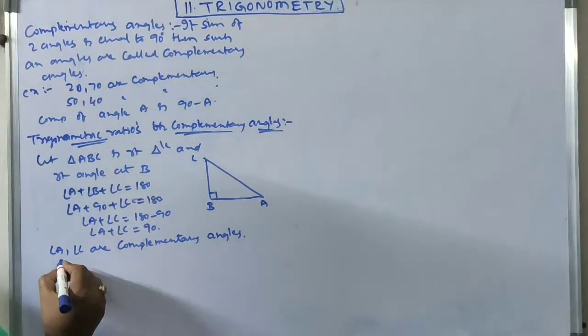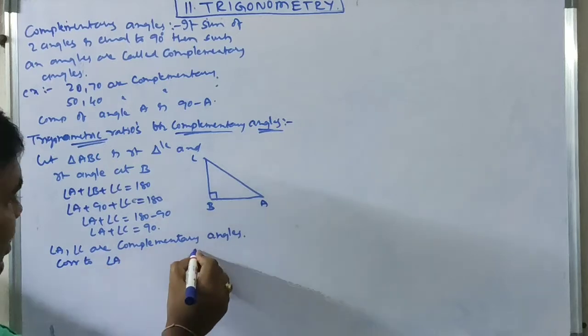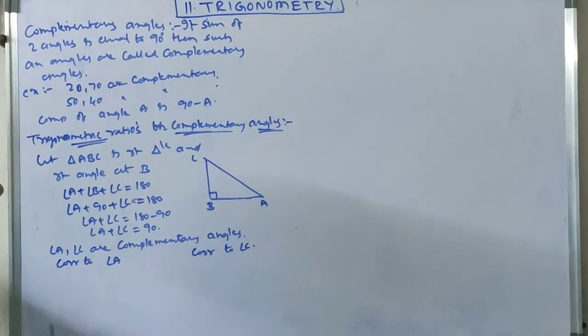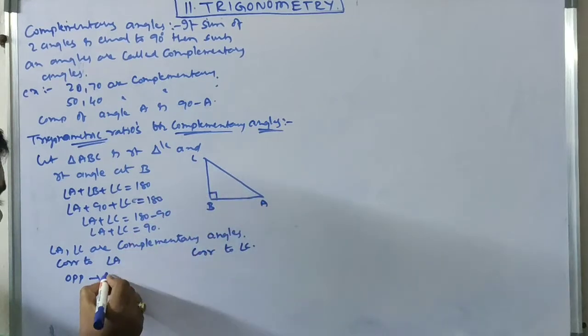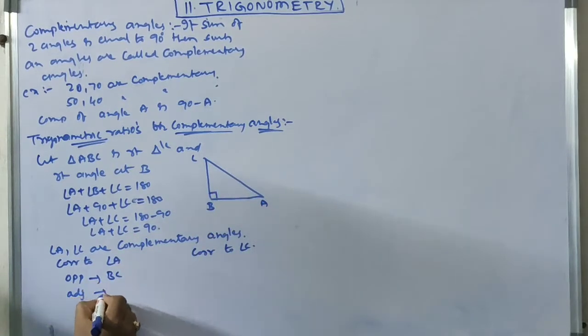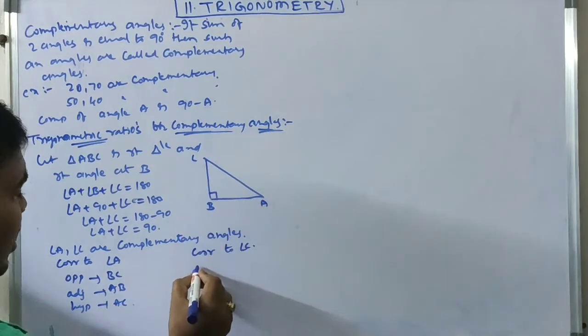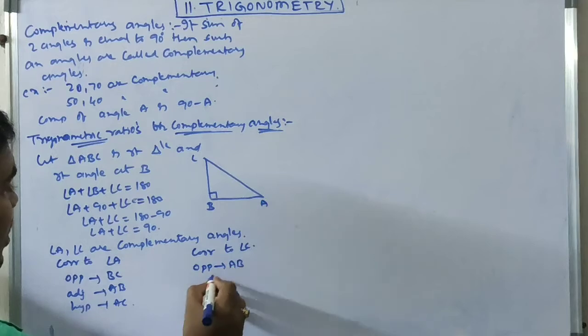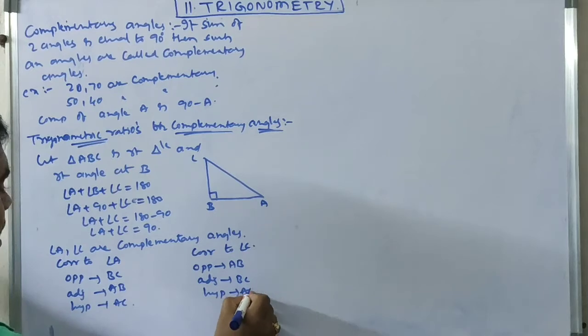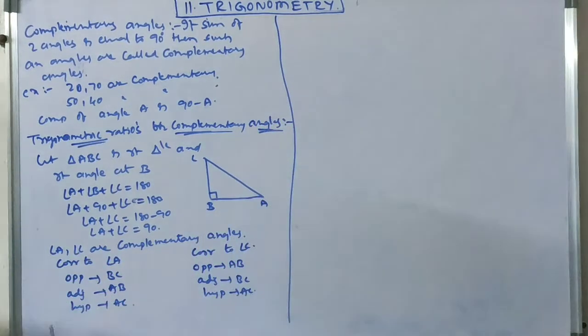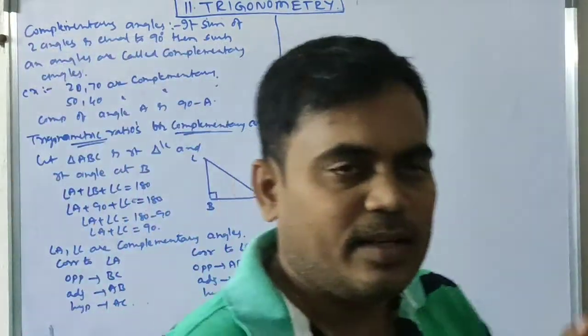Okay, now I am taking both, corresponding to angle A and corresponding to angle C. Corresponding to angle A, the opposite side is BC, the adjacent side is AB, and the hypotenuse is AC. Next, corresponding to angle C, the opposite is AB, the adjacent is BC, and the hypotenuse is AC. The hypotenuse is the same.